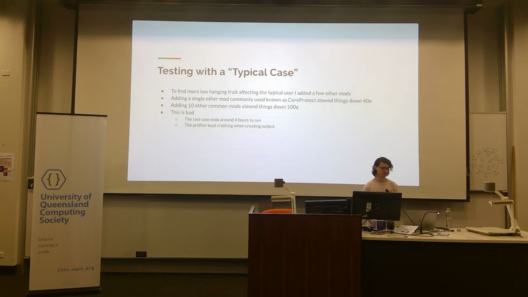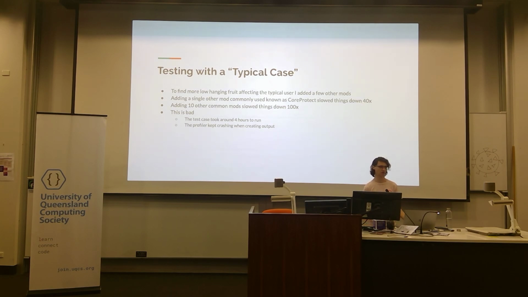So something that's fairly important to do when doing more serious optimization work is to work out what a typical machine, a typical use case for your software is, and test it in those situations. So what I did was I installed the most common mods that people usually have alongside it and tested it with that. Turns out just installing one of them, one in particular called Core Protect, made things 40 times slower. So that's very, very significant.